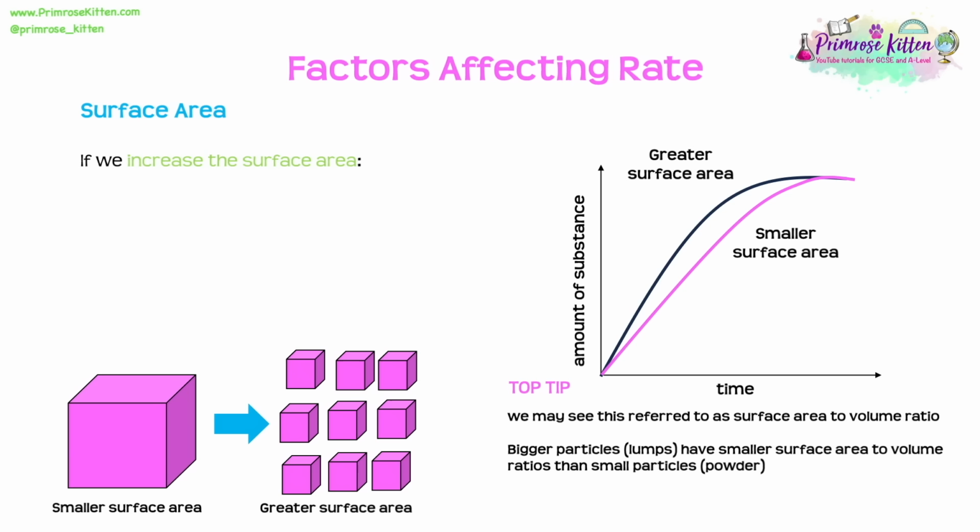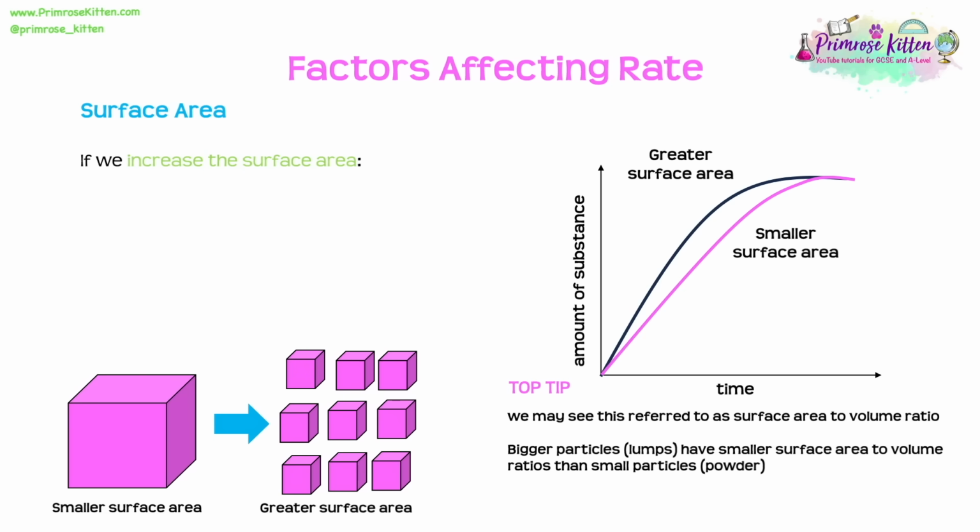Now let's look at surface area. Increasing the surface area would mean taking something which maybe is a lump and grinding it down into a small powder. A good analogy here from our everyday life would be if you had a sugar cube versus some powdered sugar. If we put the sugar cube in a drink, it's going to dissolve much more slowly than our powdered sugar, and the reason for that is that we have a bigger surface area when it's a powder versus a lump.